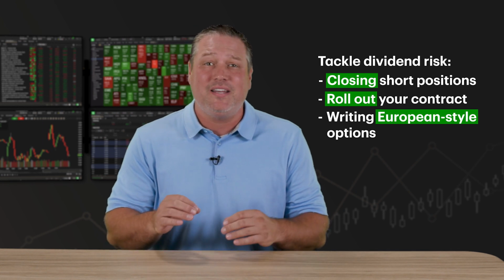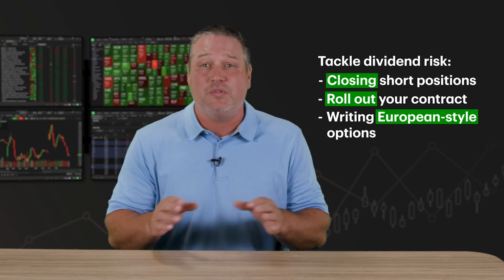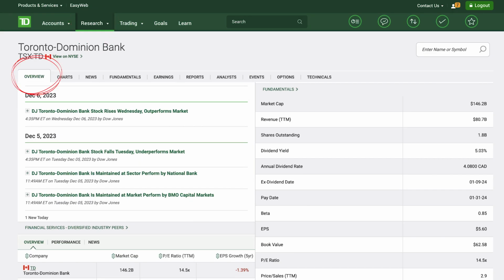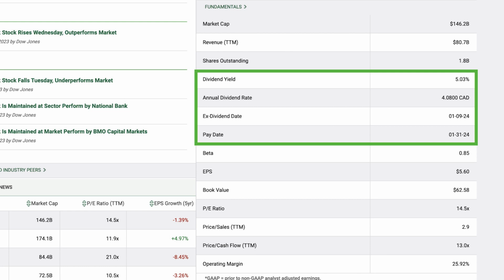If you think that mitigating dividend risk using these tactics might be too difficult, you can avoid the risk altogether by writing calls only on stocks that don't pay dividends. Finally, if you want to find out key dividend information of a stock, such as the amount of the dividend or the ex-dividend date, head over to the Research tab in Webroker and bring up the overview page. If no dividend information is available, it simply means the security does not pay a dividend.